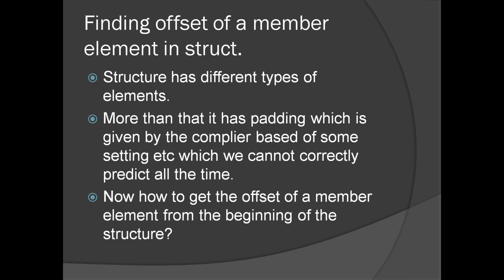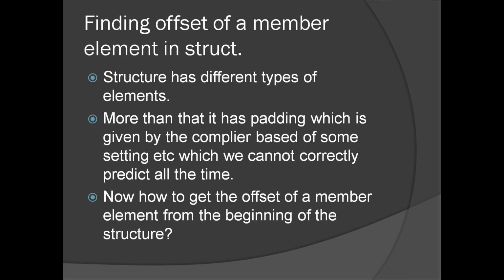Now we are getting into a reasonably difficult topic of finding offset of a member element in a structure. This topic is very important as well because most of the C programming code or the operating system code uses this particular concept both in Linux and Windows kernel or its variants. So we have discussed that structure has different types of elements. More than that, it has padding which is given by the compiler based on some settings, etc. And we cannot correctly predict it all the time.